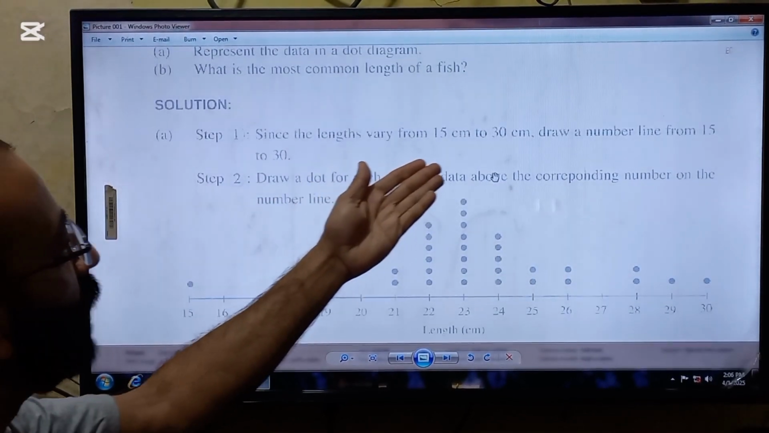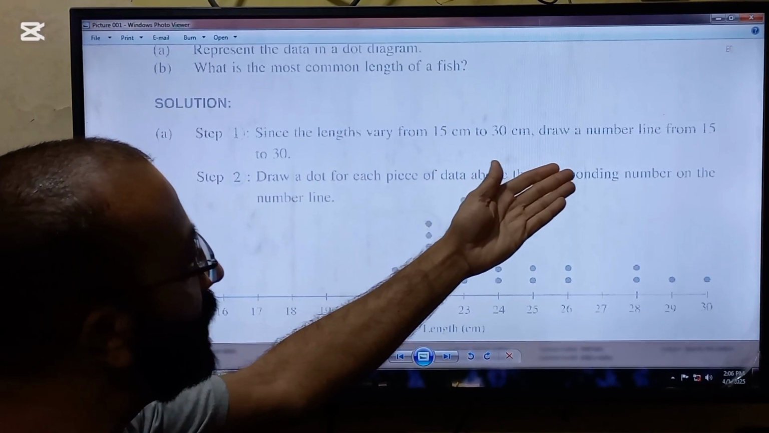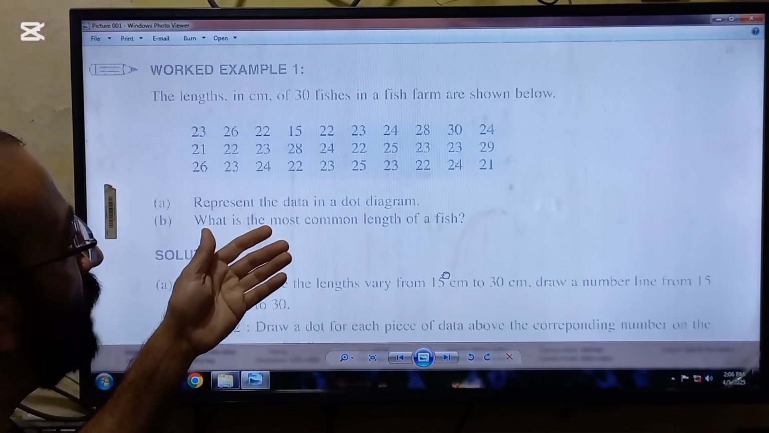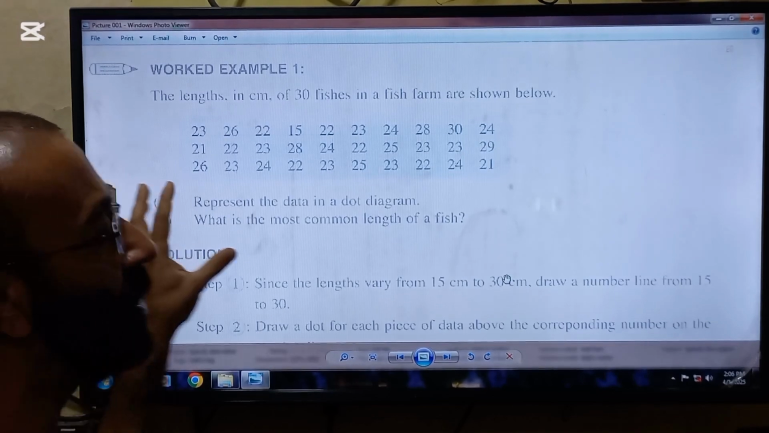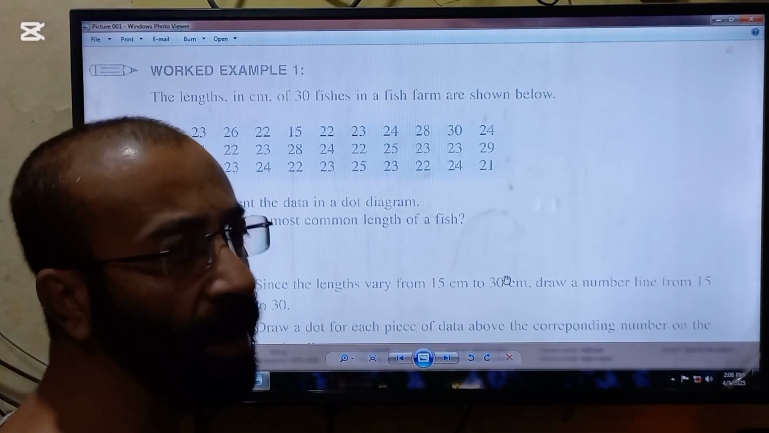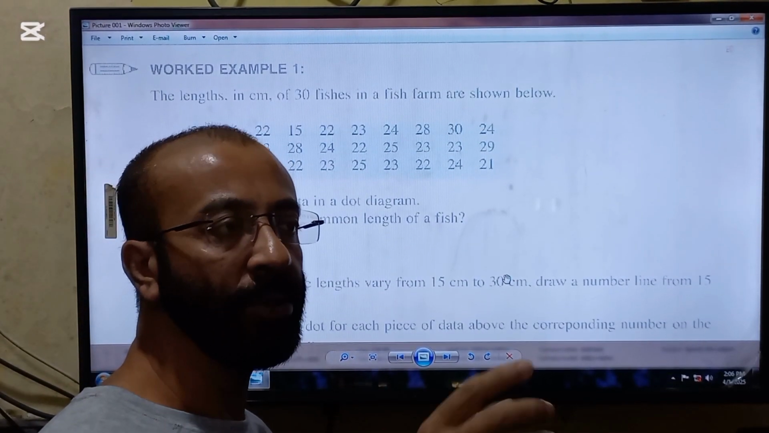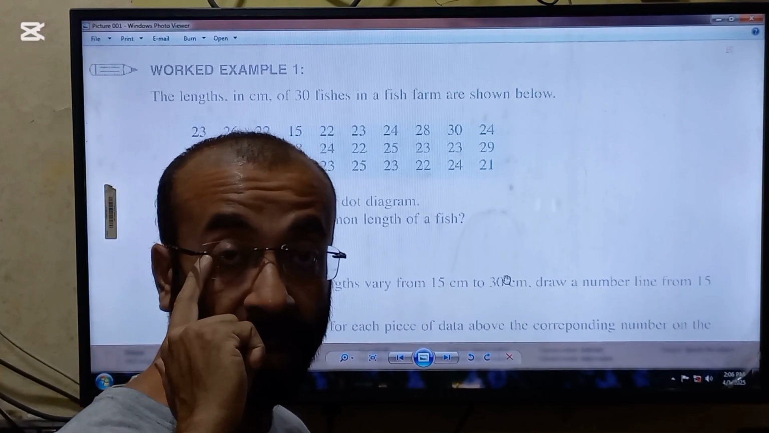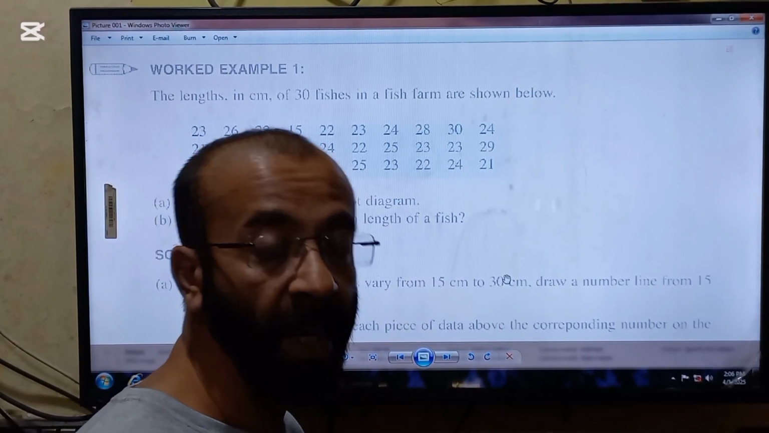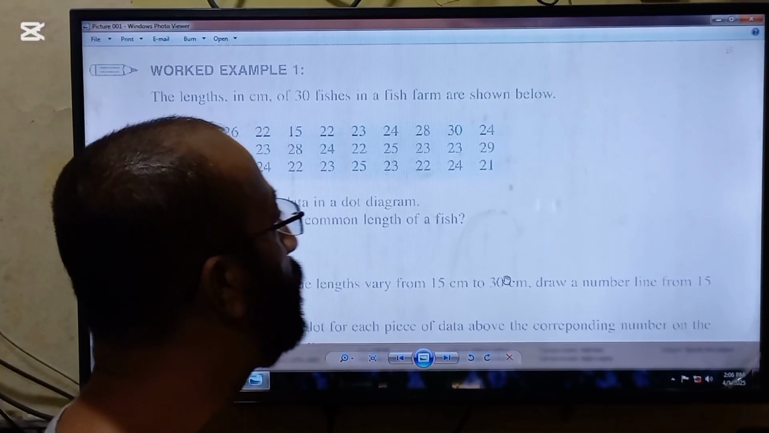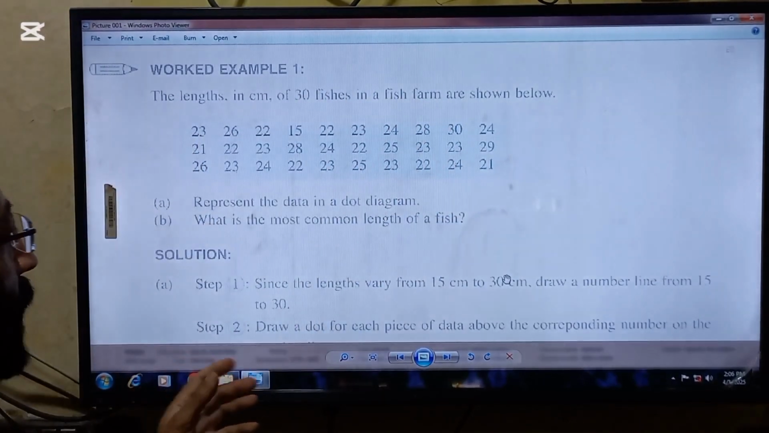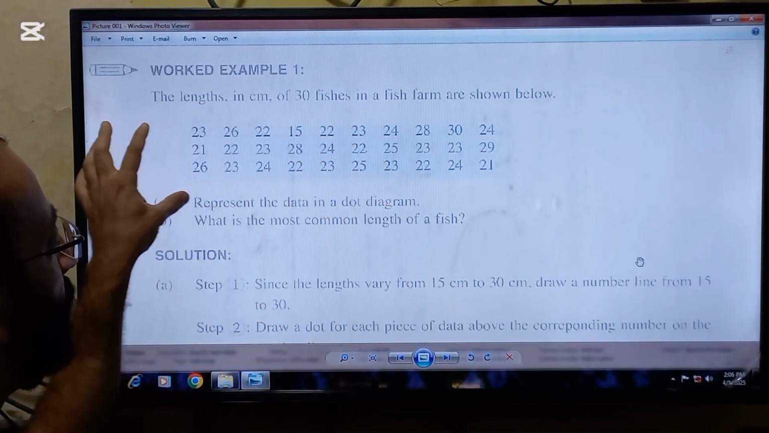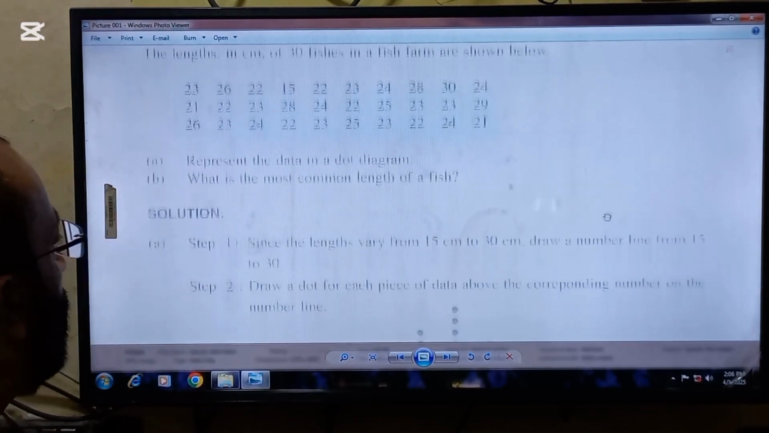Since the lengths vary from 15 to 30 centimeters, draw a number line from 15 to 30 centimeters. The first point which we always have to check is what is the lowest and what is the highest value, because we have to draw a number line and indicate the numbers on it. So the lowest number and the highest number should be checked in the data. 15 to 30 centimeters is the variation in the numbers.